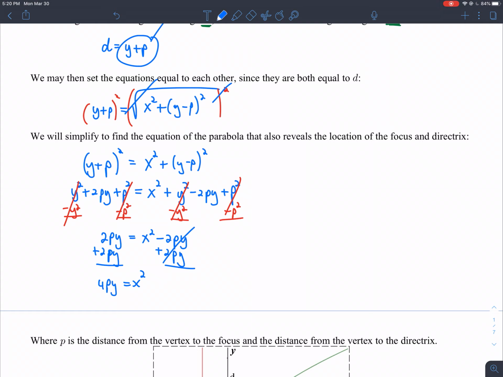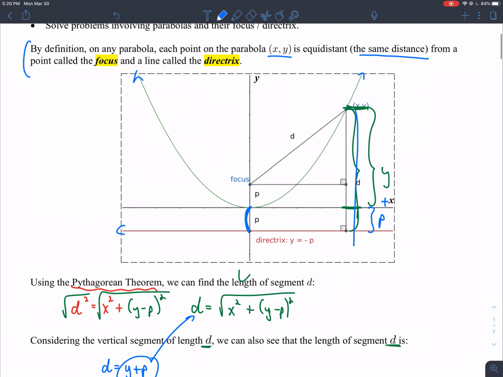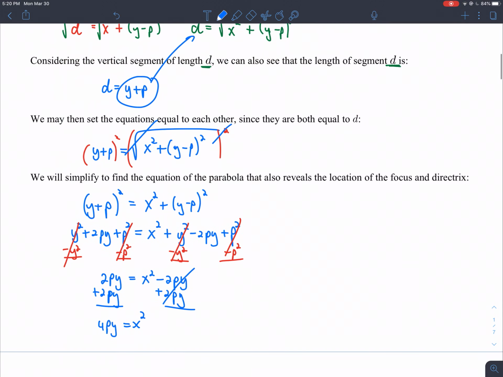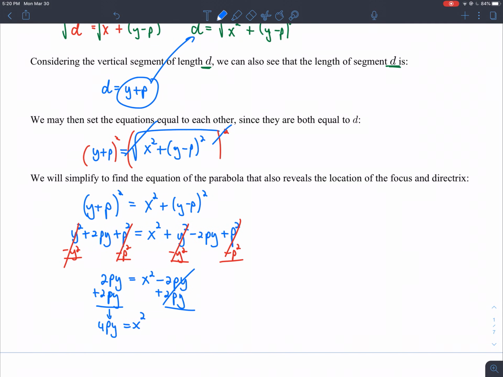You have already derived the equation of a parabola and at the same time shown the focus. P is the distance to the focus from the origin, or from the vertex of the parabola. All right. And so I'm going to rearrange it just a little bit because I know what it's supposed to look like, and that's x squared equals 4py.